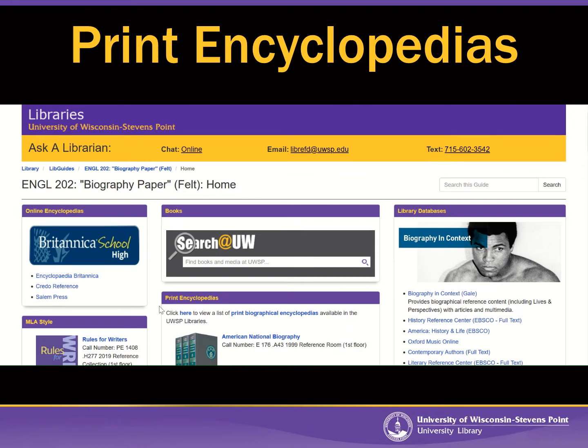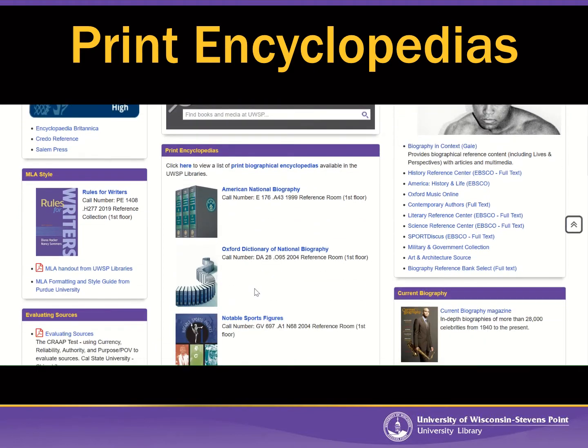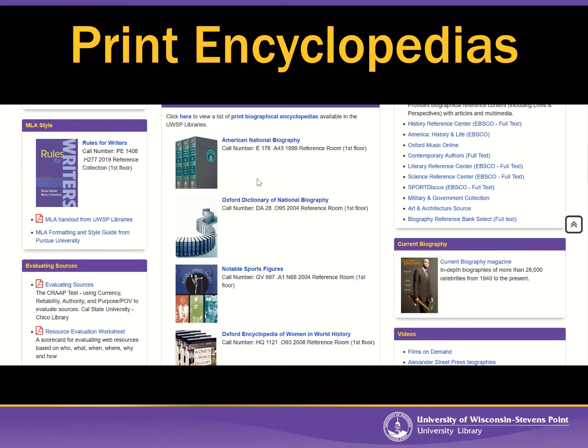We're going to start with print encyclopedias because I think most of you can find an article on your historical person in a print encyclopedia. At the UWSP libraries, we own more than 50 print encyclopedias that contain biographical articles on historical figures. You can just click this link to view the encyclopedias. Below, I've also listed some of the biographical encyclopedias available at the UWSP library.